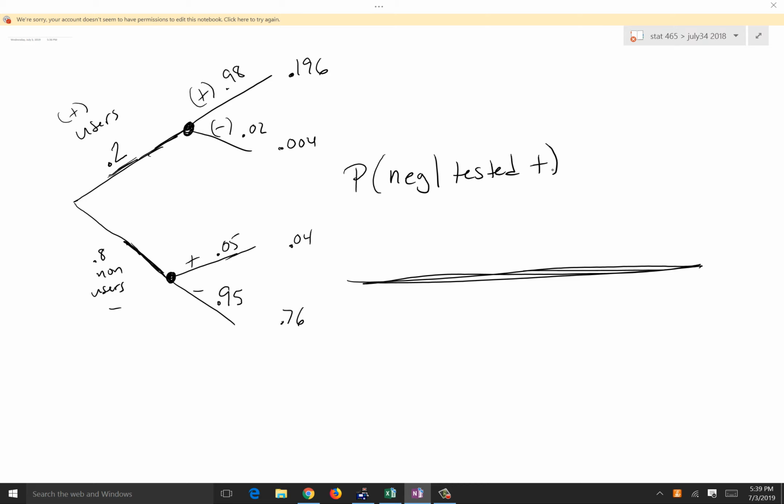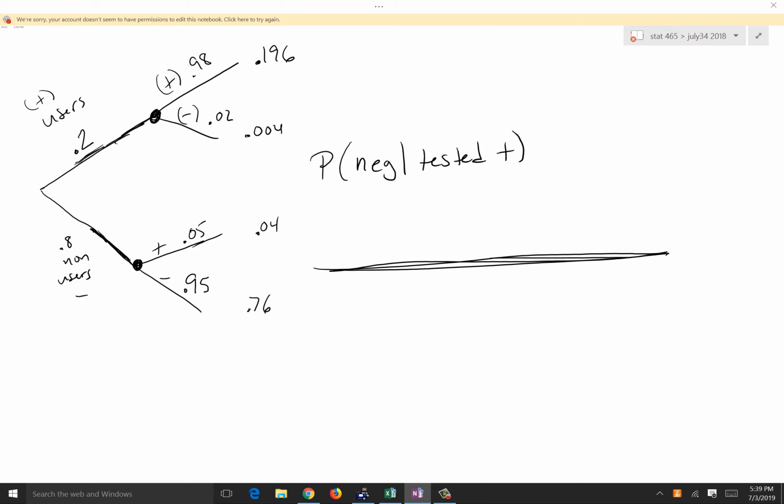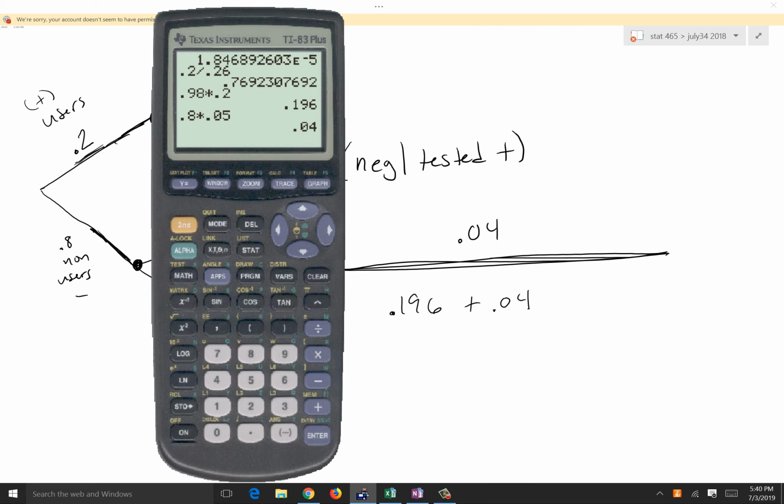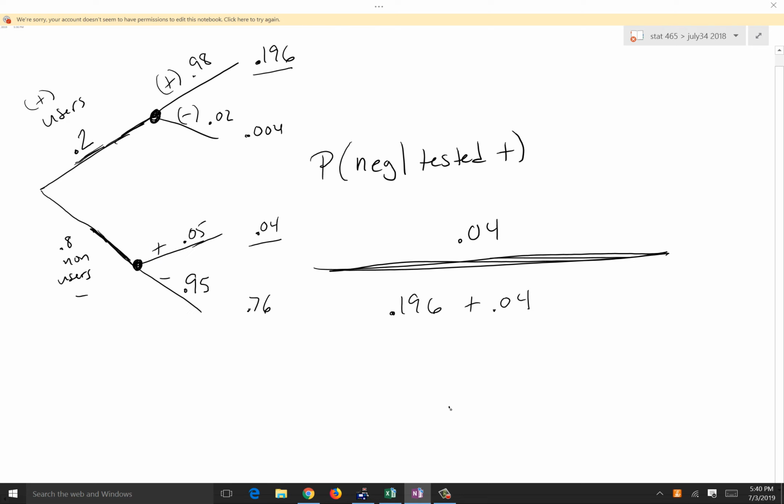So what's going to happen is this. You would say, all right, well, what could have happened? He tested positive, so that's this percent here, plus this percent here. Those are the 2 times when he tested positive. And I'm interested in this one here, that is, he is negative, but he tested positive. And so that would be 0.04 divided by 0.2. Yes, 0.04 divided by, oh, that's 0.236, isn't it? My math's not been very good today either. So there's roughly a 17% chance that the person is negative given that he tested positive.